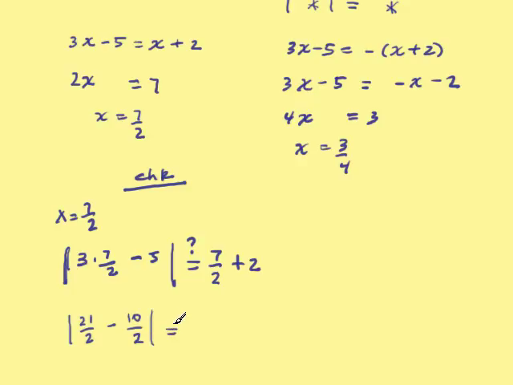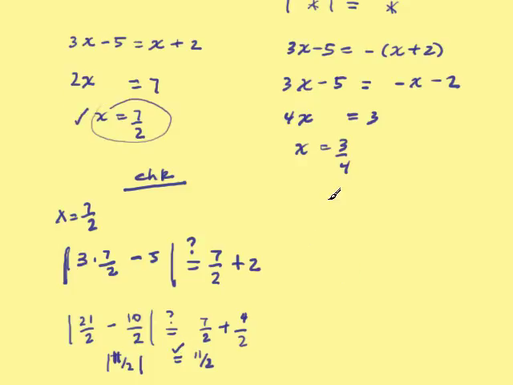And we want to know, is that equal to 7 over 2? Let's change this to 4 over 2. All right, so on the right, we have 11 over 2. And we want to see, do we get 11 over 2 over here? Yes. On the left, we have the absolute value of 11 over 2, which is equal to 11 over 2. So 7 over 2, that's a valid solution.